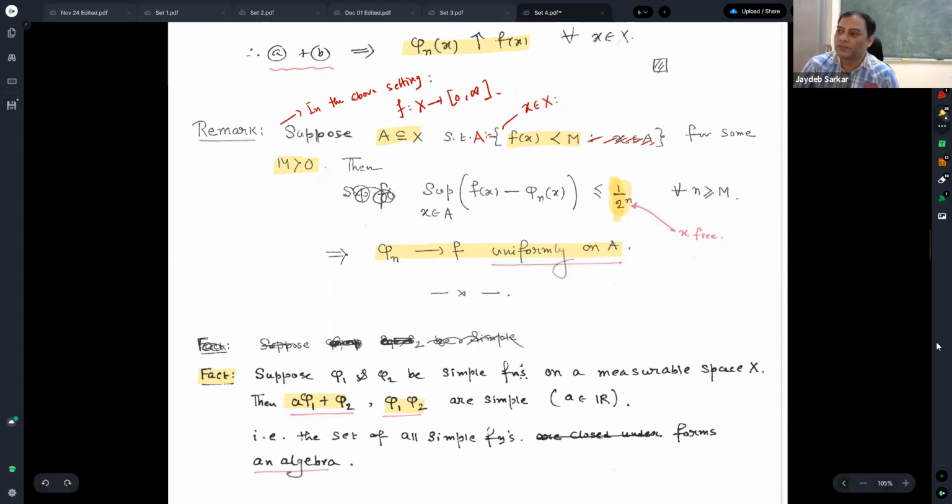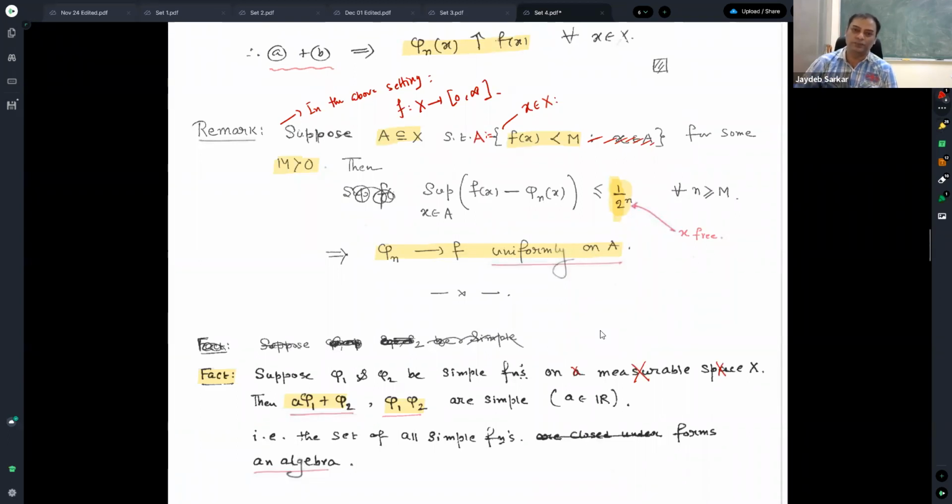Okay, it works without measurable, but if you say simple functions, I don't think there is any measurability required in this picture. So suppose phi1, phi2 be simple functions on X. Then these are also simple. That means the set of all simple functions forms an algebra. Is it acceptable to you?